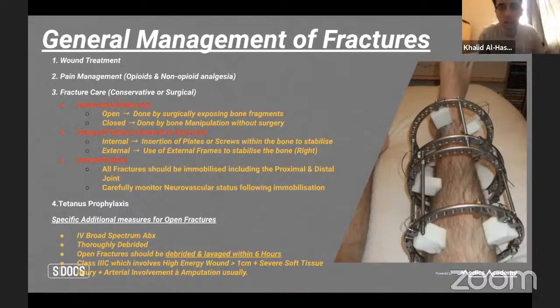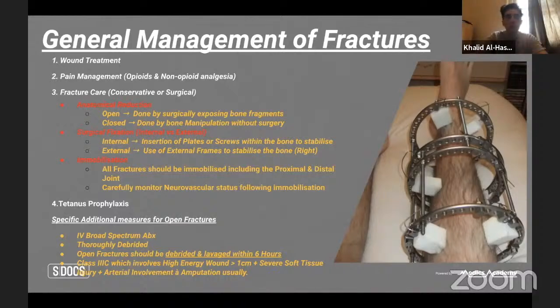Examples of opioid analgesics would be things such as codeine, tramadol, dihydrocodeine, etc. Non-opioid analgesia would be taking a look at things such as non-steroidal anti-inflammatory drugs, such as ibuprofen or celecoxib, which is more of a COX-2 inhibitor. So fracture care is conservative or surgical. Generally what we tend to find is that there are three stages for fracture care. The two key stages are anatomical reduction and surgical fixation.